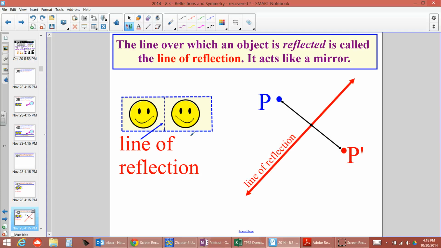Notice this interesting scenario here. P is the same distance away from the line as P prime. They're the same distance away. It's also 90 degrees. Okay, so it's called a perpendicular bisector. We talked about this back in the beginning of the school year. But a mirror image or a reflection has to be perpendicular and the same distance away from the line of reflection.